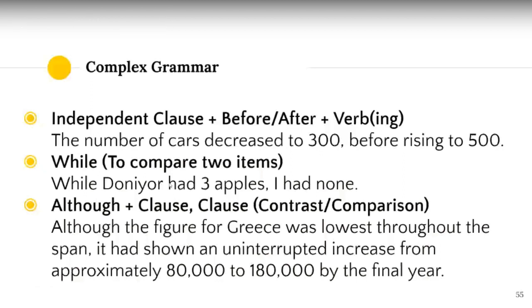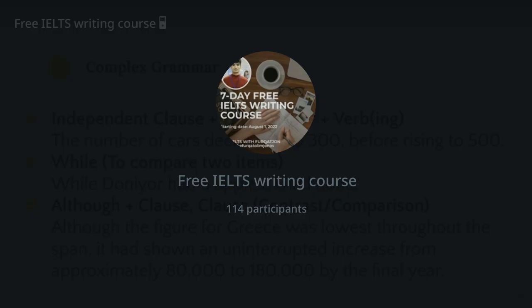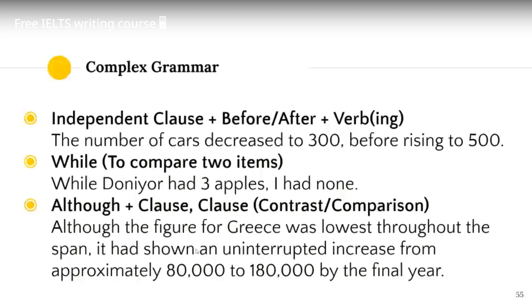Or you can also use although. So although the figure for Greece was lowest throughout the span, it had shown an uninterrupted increase from approximately 8,000 to 180,000 by the final year. So yeah, you can use although, while, for. So what else?